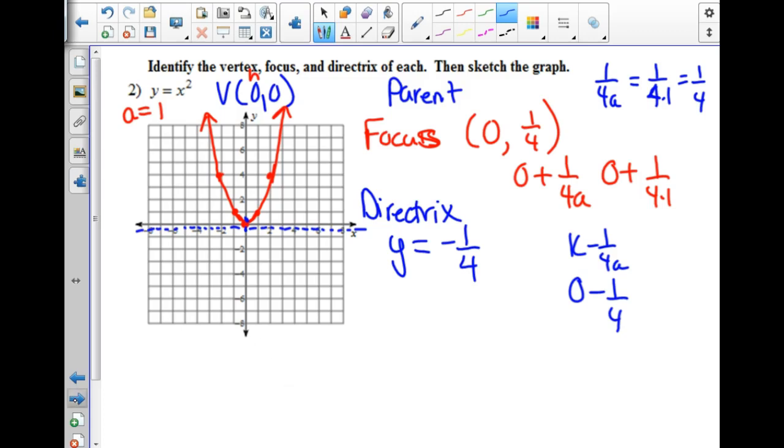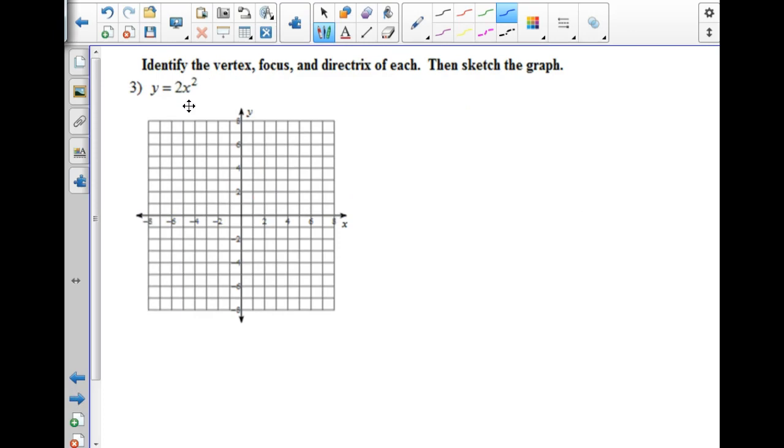All right, let's try another. Number 3 has an a value of 2. So, oh my gosh, that 1 over 4a is going to be even smaller, because 1 over 4a for this one is going to be 1 over 4 times 2, which is 1/8.